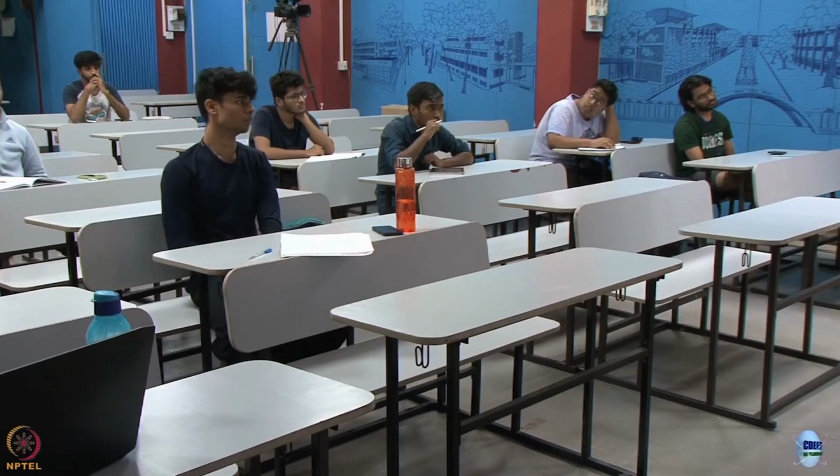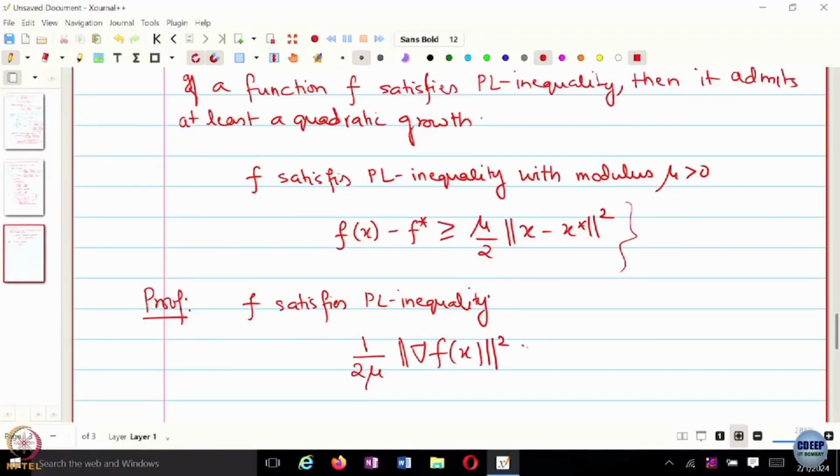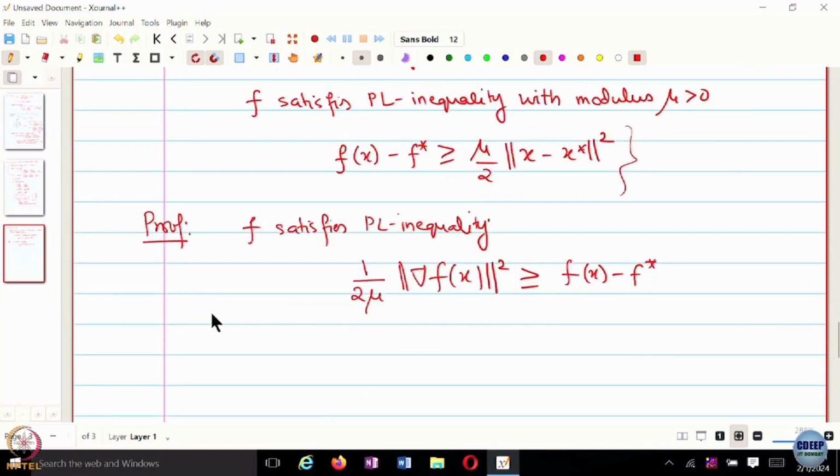If a function satisfies the PL inequality, you only have two options. Let me just write this, and this will also be clear from here. So this is your PL inequality, right? Either the minimizer is unique or you have a constant function. These are the only two possibilities. We eliminate the trivial case, so we assume we are working with a unique minimizer. All right, so we have this as your PL inequality.